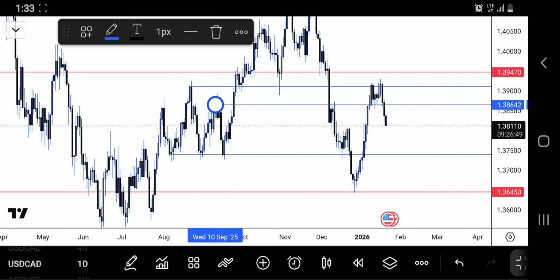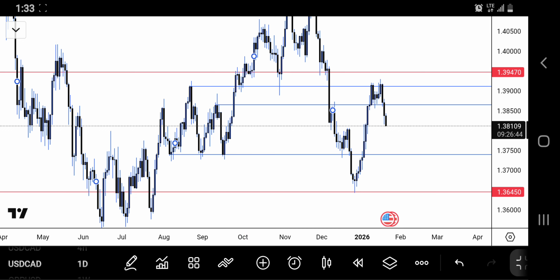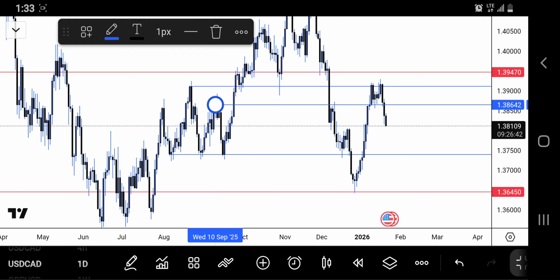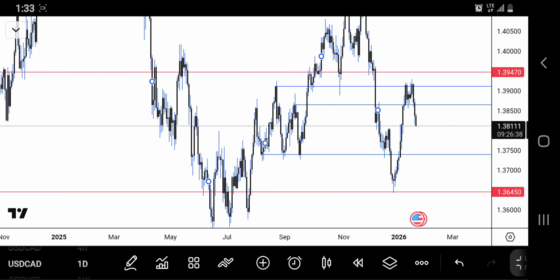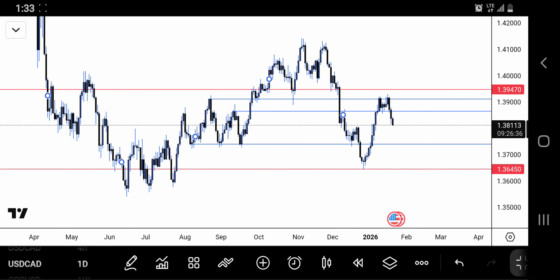See, I'm taking from the weekly, I mark it from the week, but from the daily time frame I mark it from the body of the candles. Okay, so I'm going to pick only 3 on this daily time frame, and here it is.